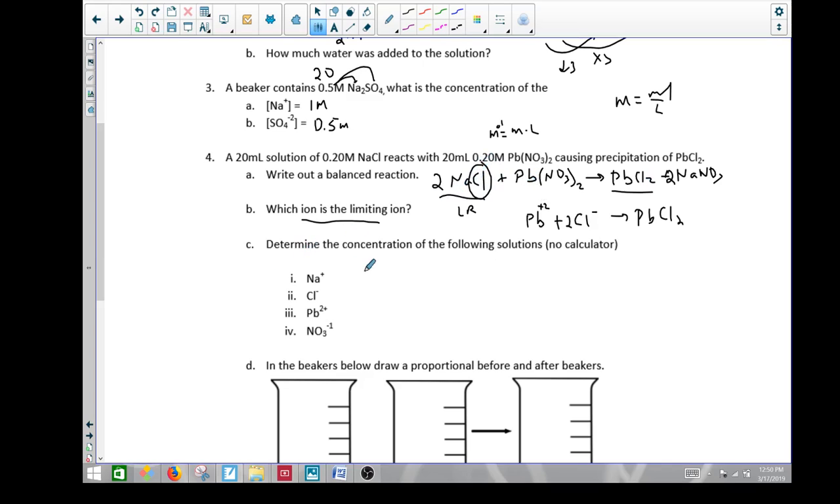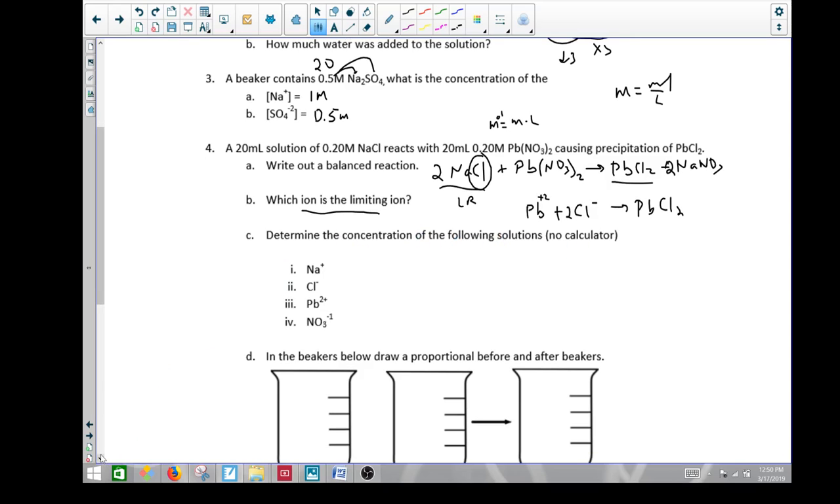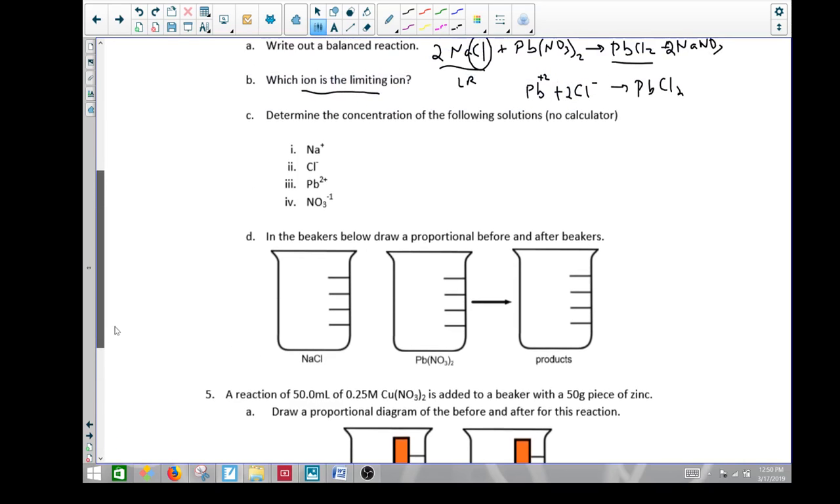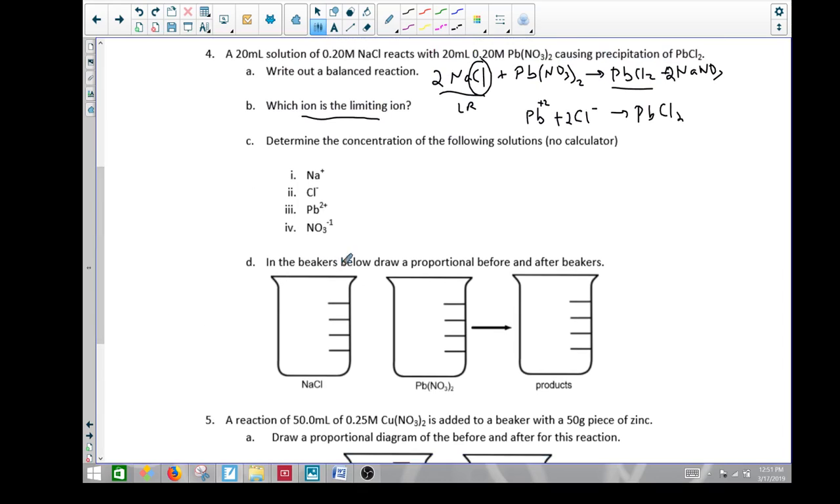All right, determine the concentration of the following solution. Again, no calculator because we're using proportions here. Now, this is a super common multiple choice problem, where they'll just give you the answer, and you have 4 different options, and you pick it out. So a lot of times I like to use my spectators to whittle things down. We know the spectators aren't precipitating. And I've already listed all my concentrations above here.